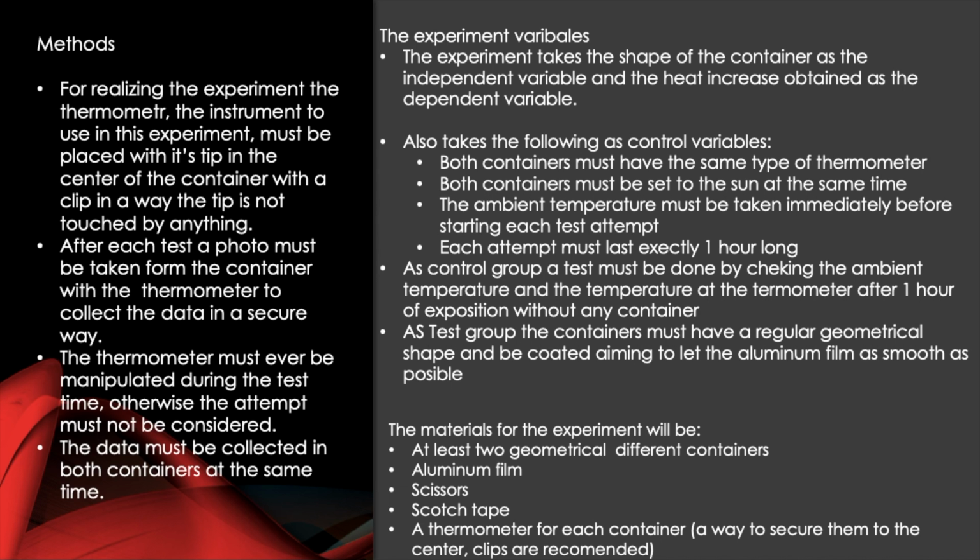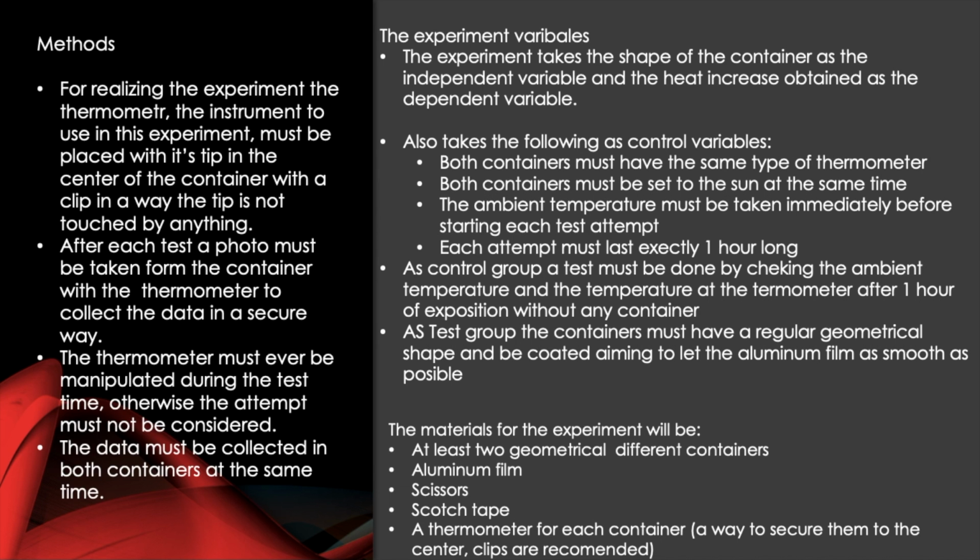The variables considered for this experiment will be the following: the container's shape as the independent variable and the heat increase as the dependent one. Also, as control variables, both containers must have the same type of thermometer. Both containers must be set to the sun at the same time. The ambient temperatures must be taken immediately before starting each test attempt. Also, each attempt must last exactly 1 hour.